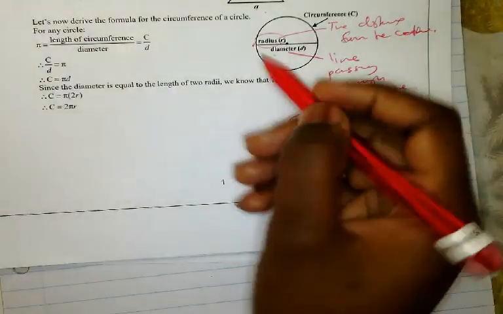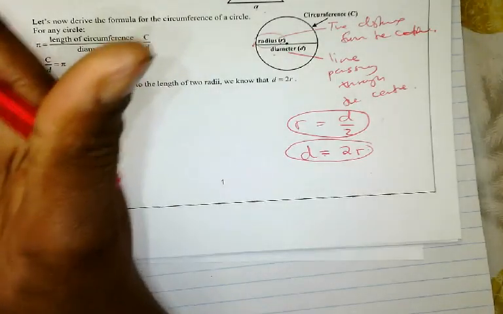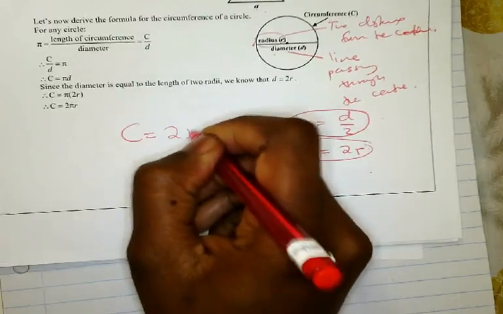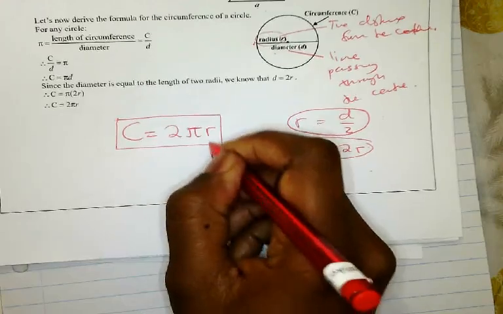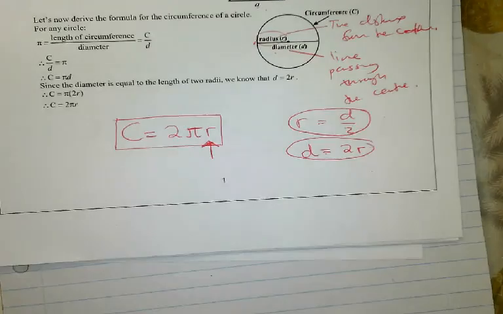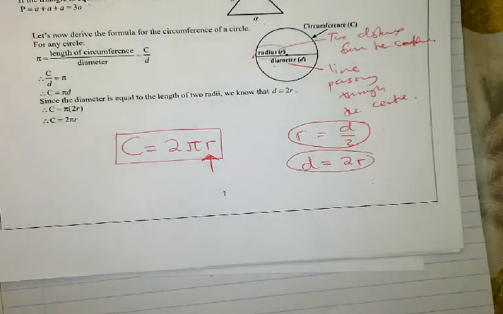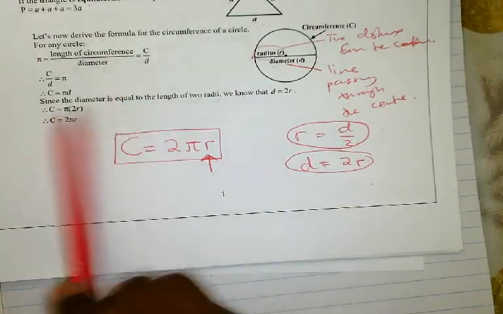Because of our formula for circumference, remember they said there's no perimeter of a circle. We talk about the circumference. What is the formula of the circumference? 2 pi r. This is the formula. This means for you to calculate the circumference, you only need the radius, because pi you get on the calculator. So what do we need? We need only the radius.